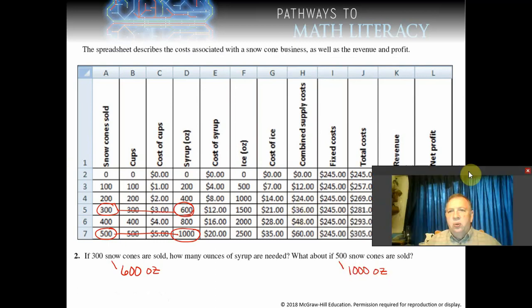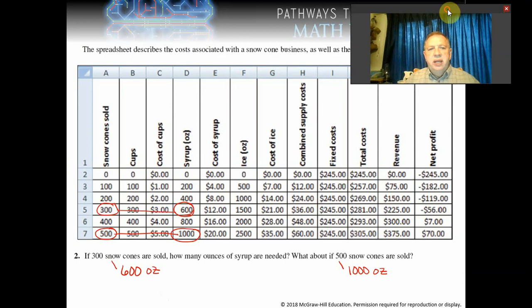Here is a little table. I'm going to put this up here. Here's a little table in Excel, and it basically gives me all the different things that build up my cost. So if I don't sell any snow cones, I'm not using any cups, so the cost of my cups is zero. The amount of syrup I use, the ice, I don't use any ice. All of these are my per unit cost.